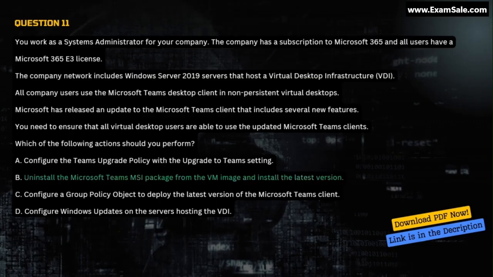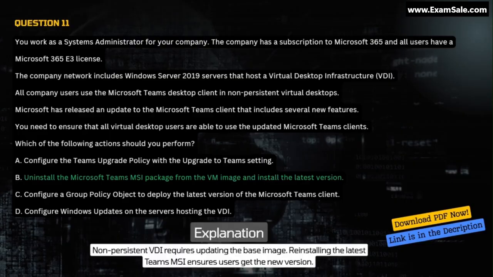Correct answer: B. Uninstall the Microsoft Teams MSI package from the VM image and install the latest version. Explanation: Non-persistent VDI requires updating the base image. Reinstalling the latest Teams MSI ensures users get the new version.